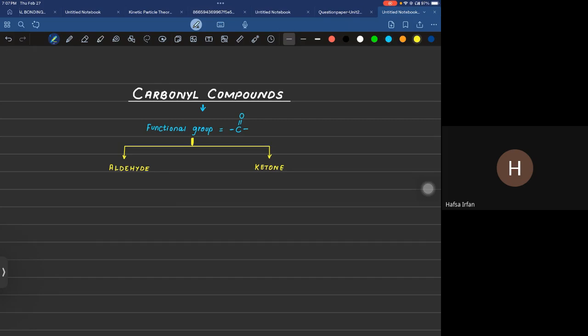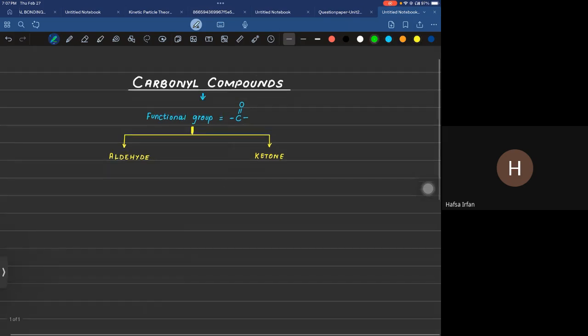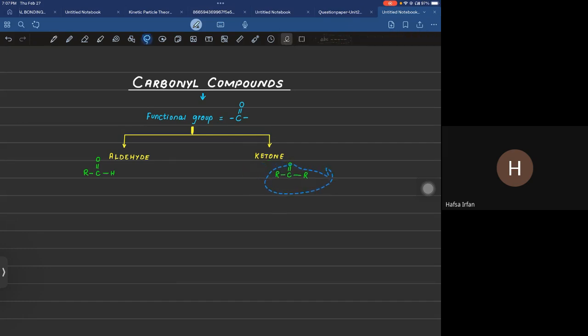So you will see aldehyde is this: R C double bond O, then H. This is aldehyde, and ketone is R C double bond O and R. This is ketone. So that's the difference between aldehyde and ketone. Okay, you can see on the left hand side you have R and this is H, and in ketone both of the sides having R groups.